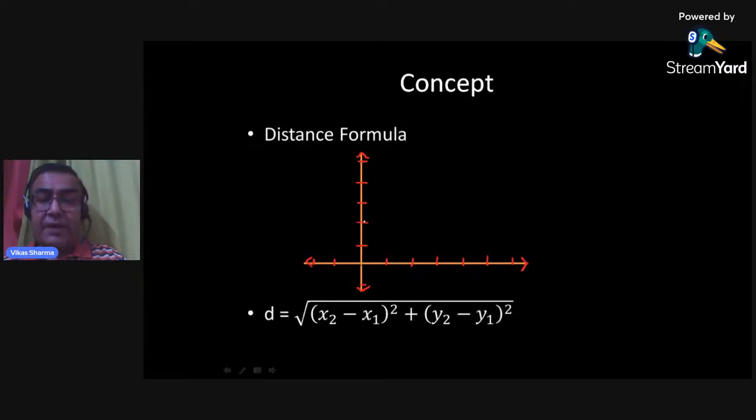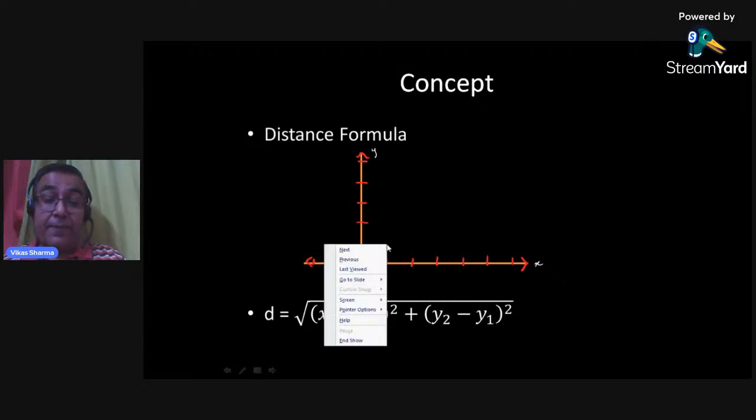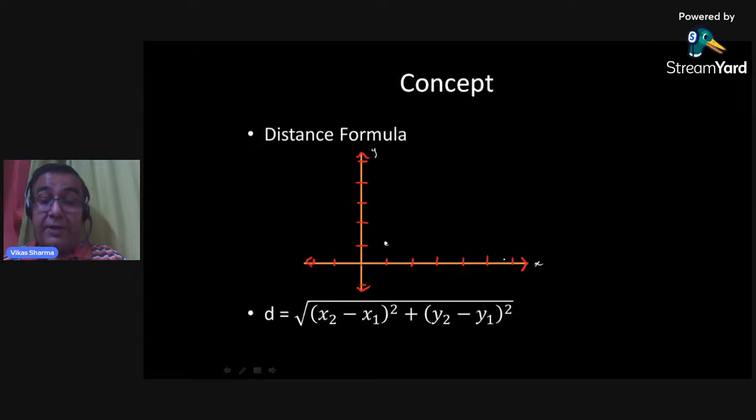So let's say that this is the set of axes that we have, where this is the x-axis and this is the y-axis. You are all aware of that. And let's say we have got a point here, and a second point here, and we want to find the distance between these 2 points. Let's say the distance between them is d. Unless we know the coordinates of these points, we will not be able to find the distance. That is why it is important to know the coordinates.